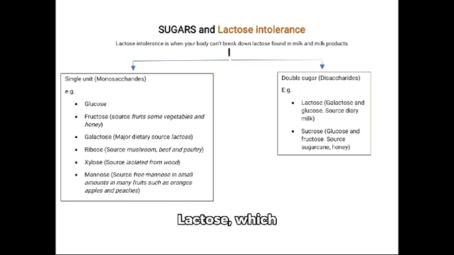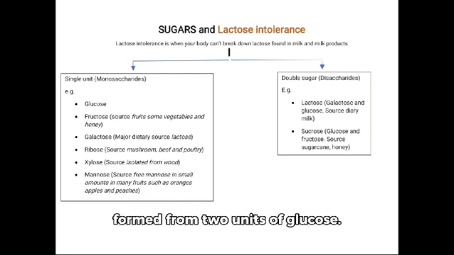Examples of such are lactose, which consists of glucose and galactose, and sucrose, which consists of fructose and glucose, and then maltose, which is formed from two units of glucose. So, we can now clearly understand the different major sugar classifications. Going on to our next slide.